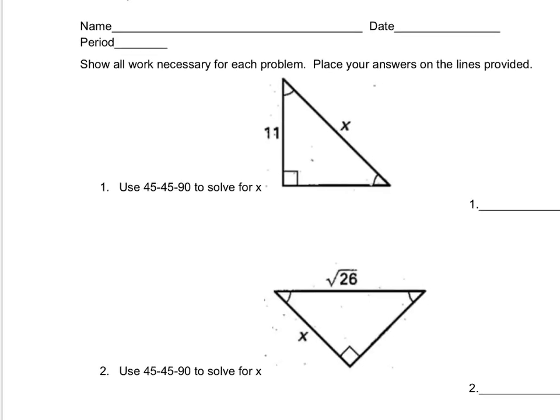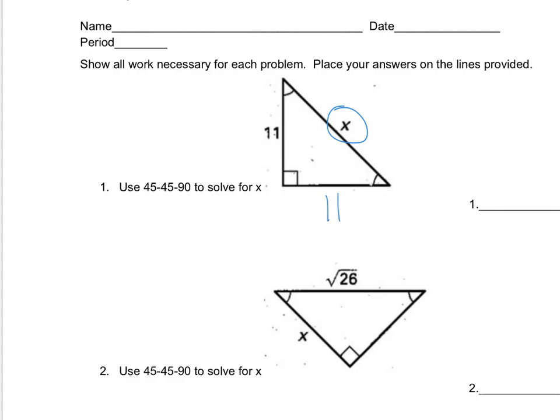And show all your work here. Don't like to show your work. We are to figure out the value of x in number 1. So again, remember, since these two angles are the same, that means these two legs would be the same. So this would also be 11.